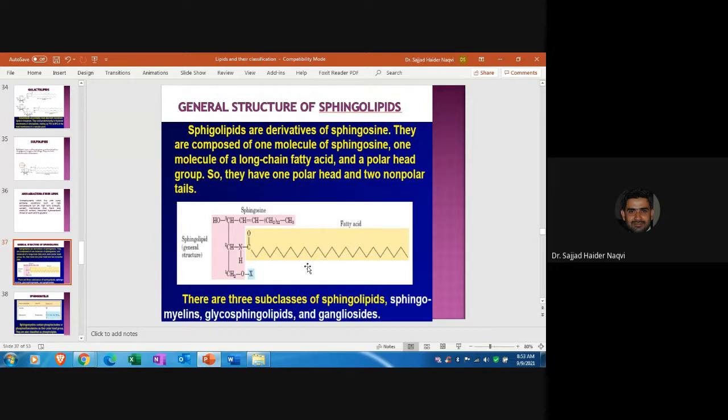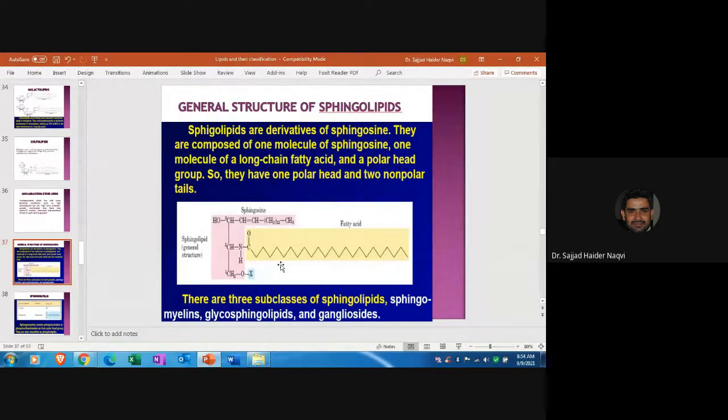They have one molecule of sphingosine, which is an alcohol like glycerol, one molecule of long chain fatty acid, and a polar head group. So they have one polar head and two non-polar tails. Why two non-polar tails? Because one is this hydrocarbon chain, one is sphingosine itself, which is non-polar, while this X is what we call the polar part of the sphingolipid.